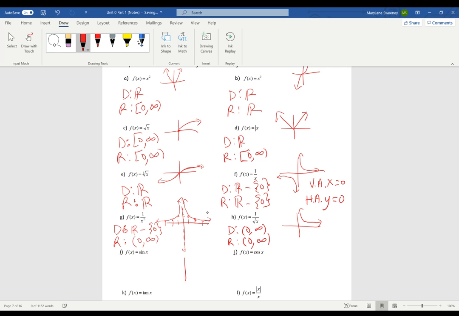Your sine curve starts at 0, goes up, down, up, and just keeps going infinitely like that. So domain is all reals, and the range bounces between -1 and 1. Your cos curve looks like that. So domain, all reals, range, again, -1 to 1.